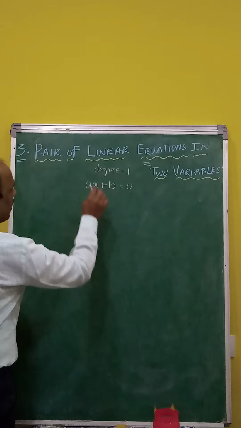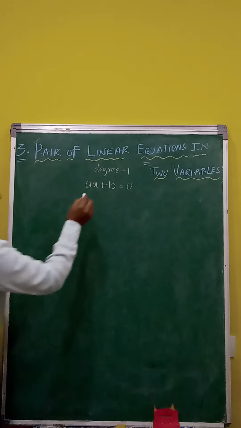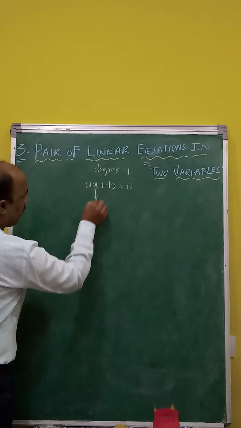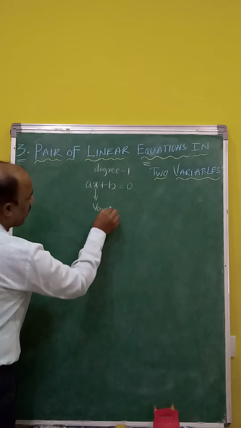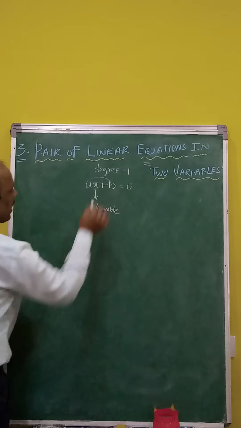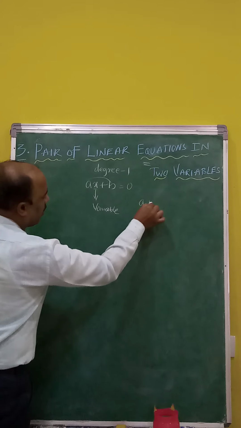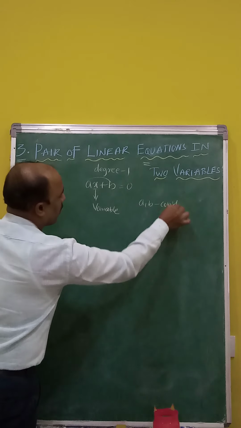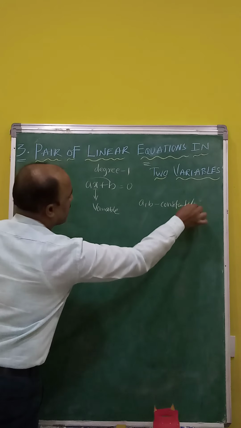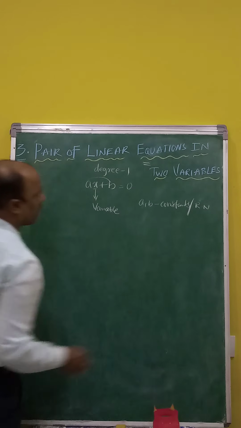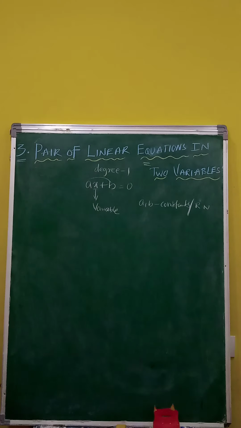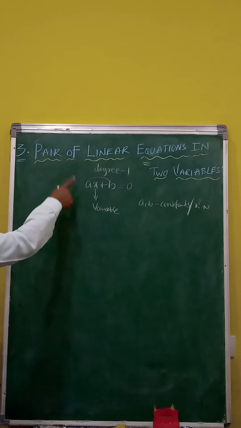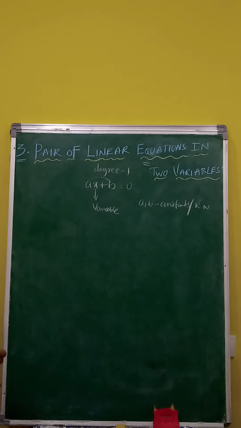Here, in the linear equation in one variable, x is the variable. What are a and b? a, b are constants, or you can say real numbers. ax plus b is equal to 0 is a linear equation in one variable. The variable is x, and a and b are constants, real numbers. You studied this in class 8th and 9th also.